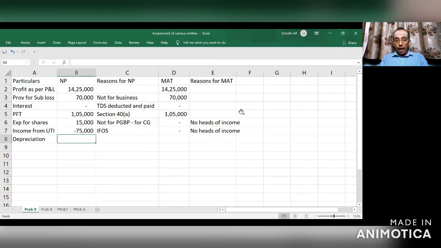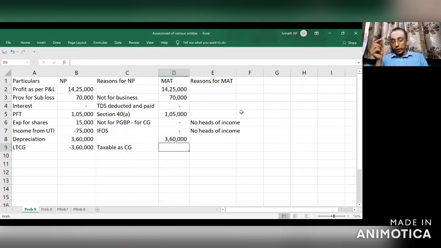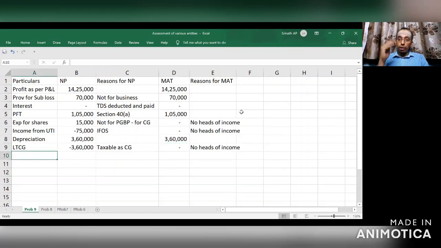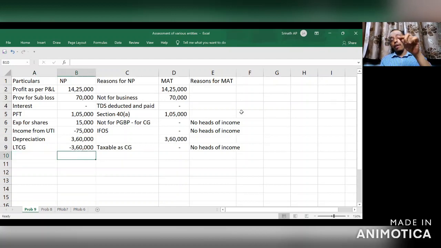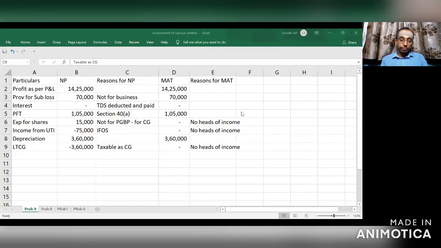Depreciation: you will add the entire depreciation that you have got, 3,60,000. Entire depreciation has to be added. The long-term capital gain of 3,60,000 will be reduced, taxable as capital gains, not as PGBP. Here again, there are no heads of income, therefore it will continue to be only under this. In case it was a foreign company, it would be allowed as deduction. For a foreign company, if a capital gain is taxed at less than 15%, it will be a negative adjustment. It is not a foreign company. Very clearly, it says Harsha Limited. It's an Indian company only, therefore it will not apply.